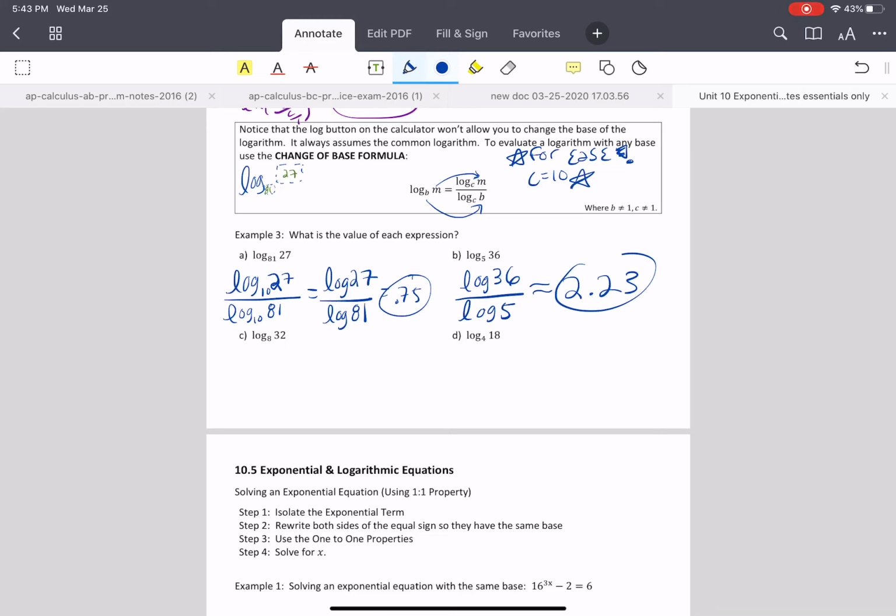Again, you only have to do this change of base formula if your calculator is an older calculator and you can't change that bottom base number right there. But even if you do have a calculator that will change that bottom base number, you still need to learn your change of base formula.